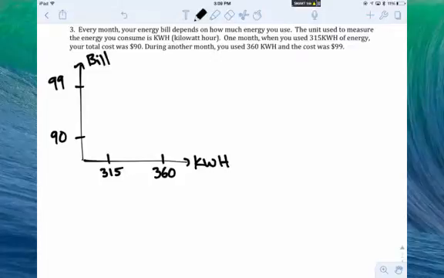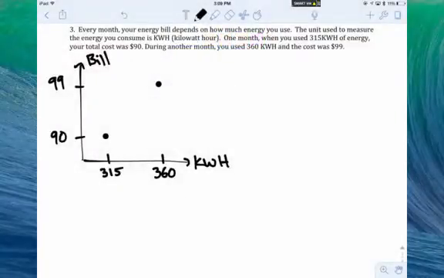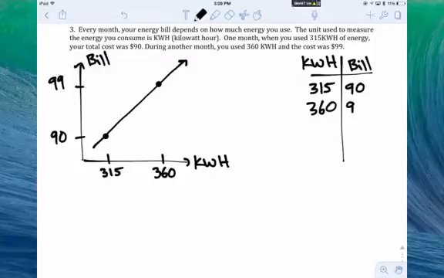Okay, so obviously we're suspecting that the more energy you use, the more it costs. And so we're going to model this using a line. And I also like to make a table of values because I think a table of values is just a great way to organize our data. On the left side of that table, we're going to have our independent quantity, our kilowatt hours, and on the right side, we're going to have our dependent quantity, our bill. So when we used 315 kilowatt hours, the cost was $90. When we used 360 kilowatt hours, the cost was $99.